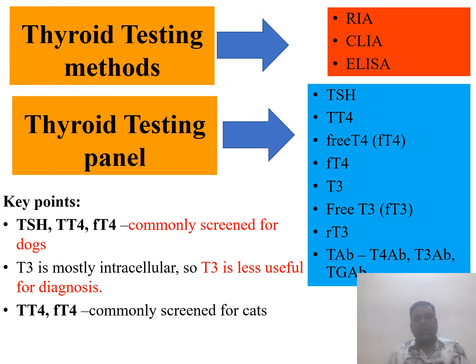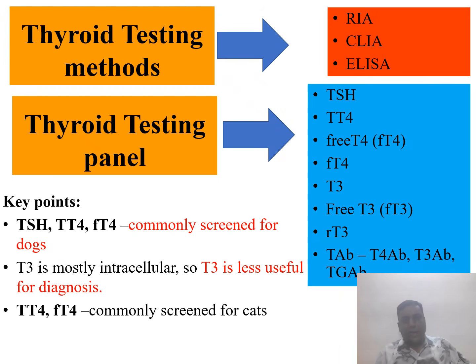So in thyroid testing, what are the current methods available? The current methods are radioimmunoassay, CLIA (chemiluminescence assay), and ELISA (enzyme-linked immunosorbent assay). These are the common assays used in humans, and in veterinary clinical practice as well. Here, radioimmunoassay is commonly used.